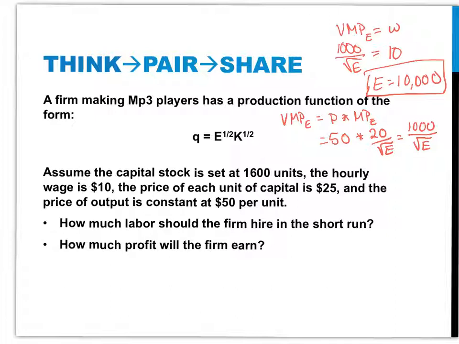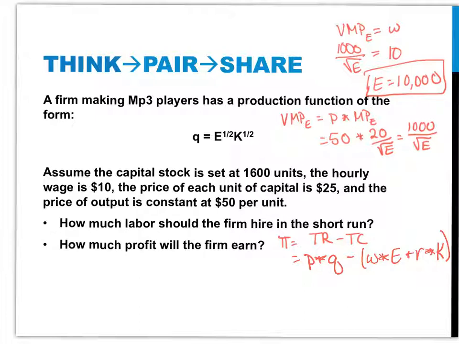So now we need to find profits. And so profits are total revenue minus total costs. And we know that total revenue is equal to price times quantity, minus the total cost, which is the cost of labor plus the cost of capital. So wage times the number of employment hours plus the rental rate of capital times the amount of capital.